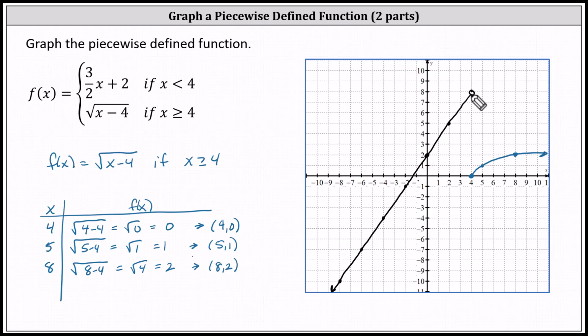Before we go though, let's analyze the graph one more time. Notice at x equals 4, we have an open point on the line and a closed point on the square root function. And this is correct because x equals 4 is in the interval where we graph the square root function, x greater than or equal to 4. x equals 4 is not in the interval x less than 4, which is for the linear function.